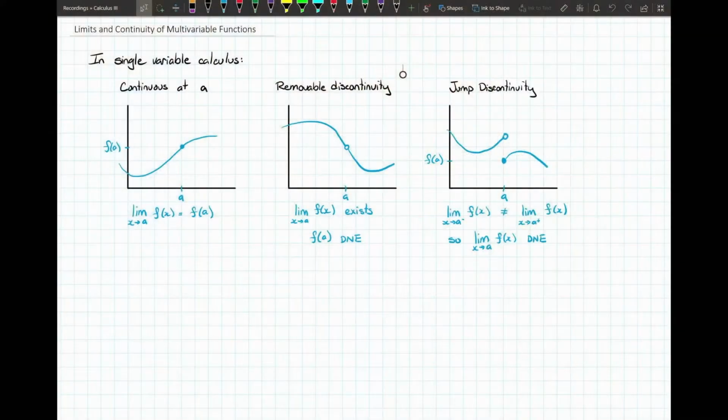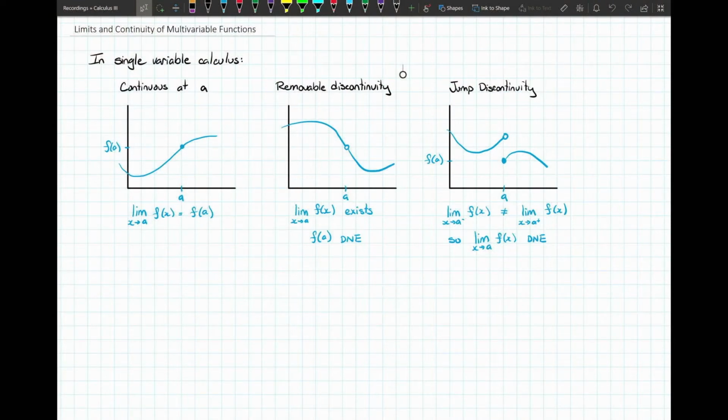So the idea of limits, continuity, and discontinuity is going to look quite different when we start talking about surfaces. And we're going to extend these concepts even beyond that into functions of multiple variables. So why don't we start off with what we know from single variable calculus.